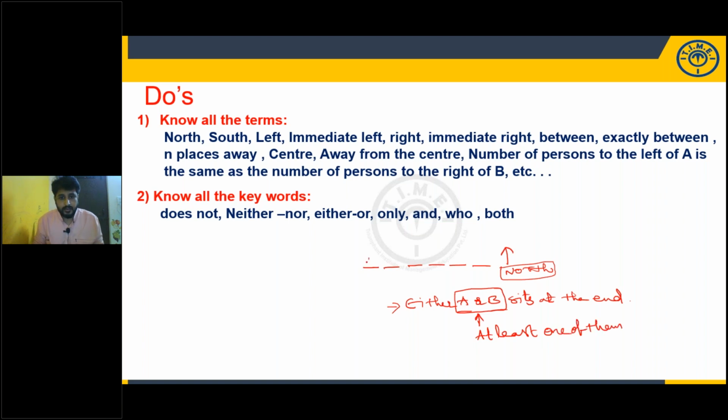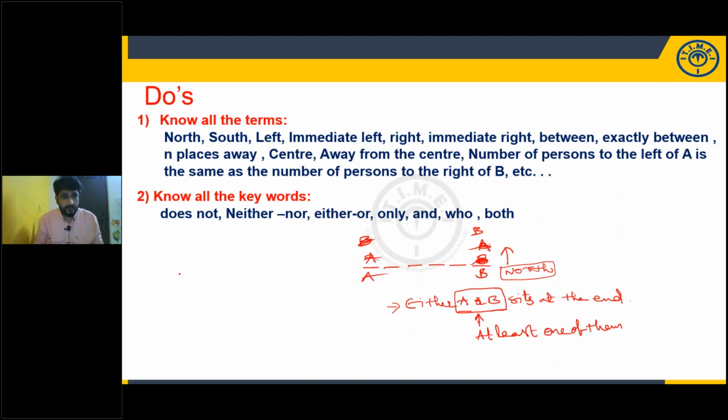I mean, A can be here, even B can also be here. It is possible. There is nothing wrong in that. It is not violating that. Or only A can be here, or only B can be here, or both A and B can be here. This is the meaning of either A or B at the end.